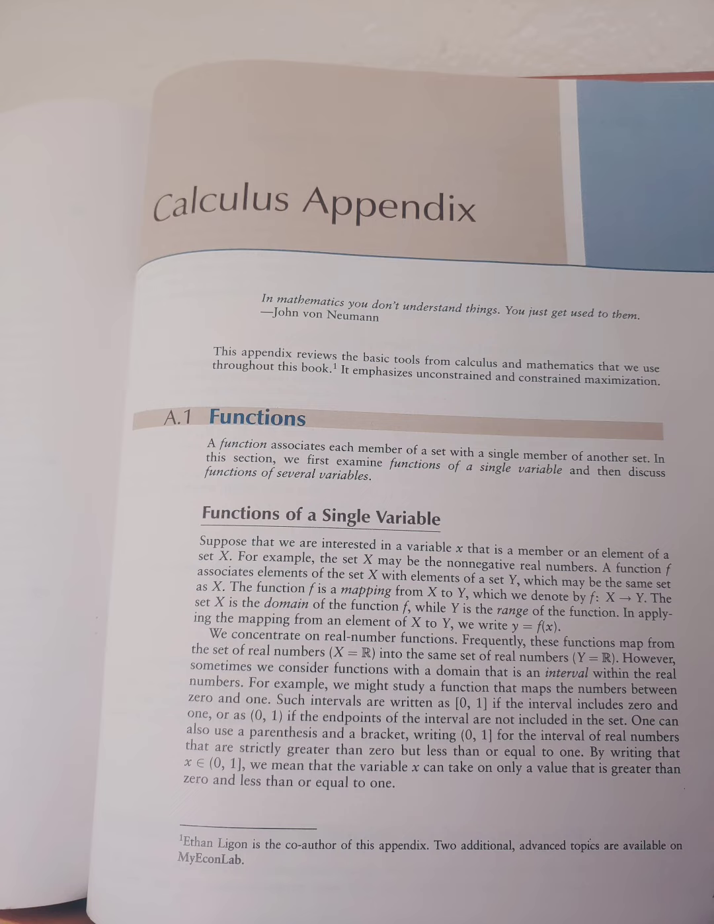Superscript 1, which reads, Ethan Ligon is the co-author of this appendix. 2 additional advanced topics are on my Econ Lab. Returning to the text, it emphasizes unconstrained and constrained maximization.